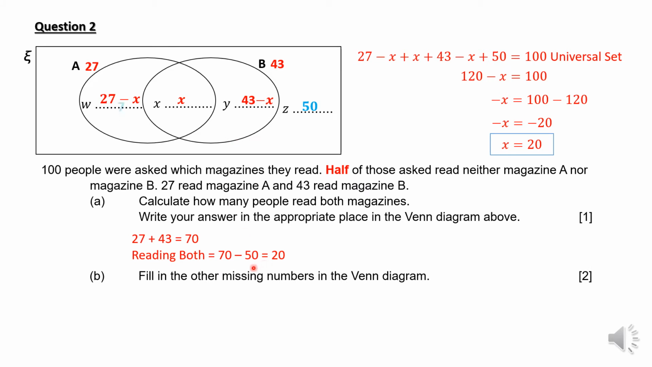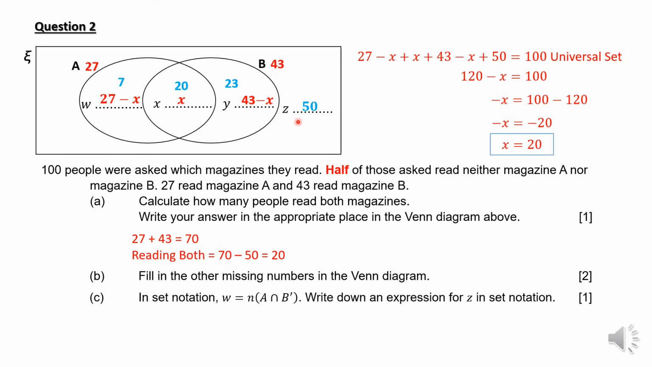Right, now you're supposed to fill in the missing numbers. Obviously, I know that that is 27 minus, remember the value of X is 20, so 27 minus 20 is 7. This is 20 here, and that is 23. All right, so we already know that that is 50 there on that side.